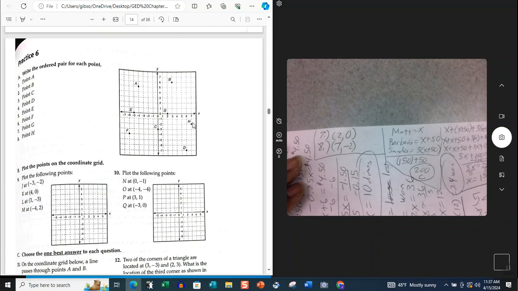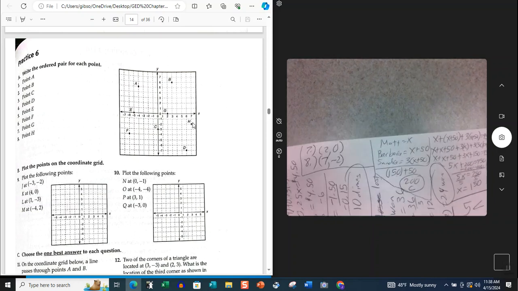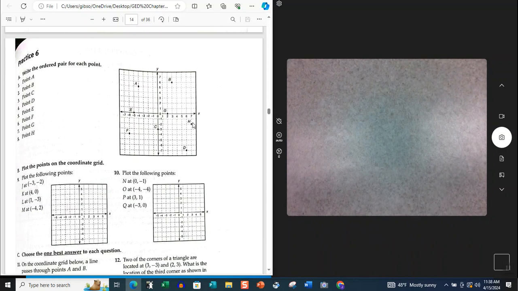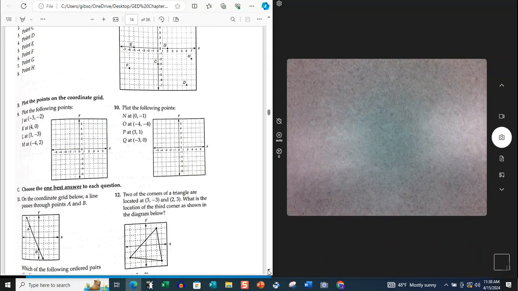So those were your ordered pairs. If you need to go back and see problem 1 through 6, you could just rewind and you will see problems 1 through 6, and then that's 7 and 8. Now, we go here to problems 9 and 10. They want us to plot the points on the coordinate grid.